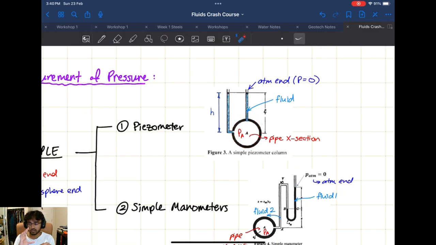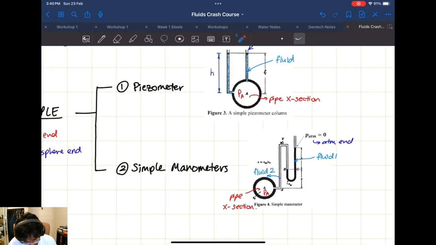So in a piezometer, this is our pipe cross section. So we're just taking a look at it from the side. So imagine this pipe, we're taking a look at it from this side, right? And this is our piezometer just getting connected like this, right? So this is the pipe end that's analyzing the pressure in the pipe, and this is the atmospheric end, which is in contact with the atmosphere.